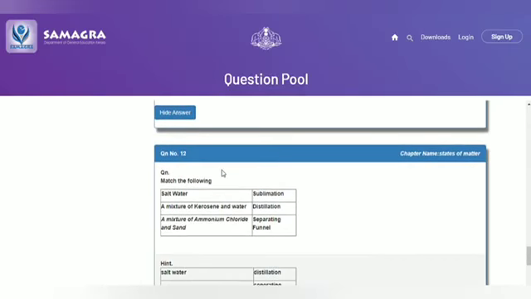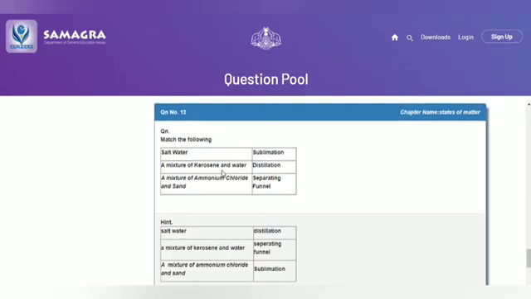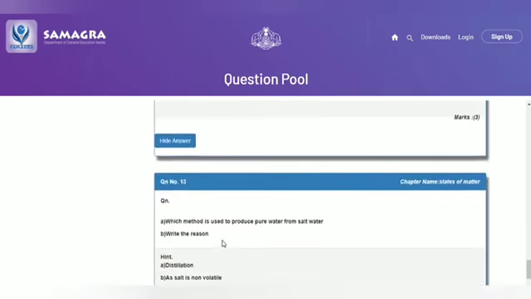Then next one, 12th question, match the following. Salt water, three items are given. Salt water is separated by distillation. Then a mixture of kerosene and water, separating funnel. A mixture of ammonium chloride and sand, sublimation. So salt water, distillation. Mixture of kerosene and water, separating funnel. Mixture of ammonium chloride and sand, sublimation.